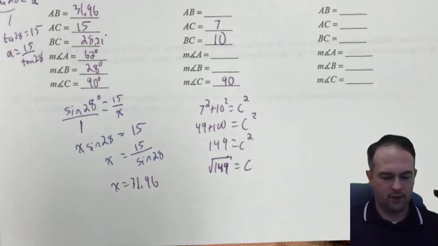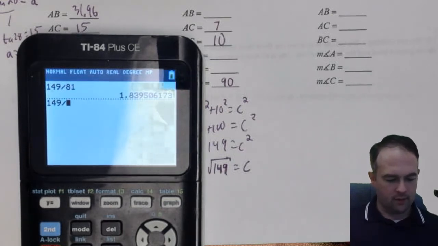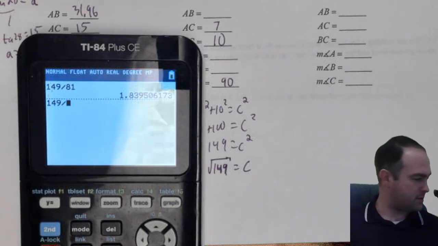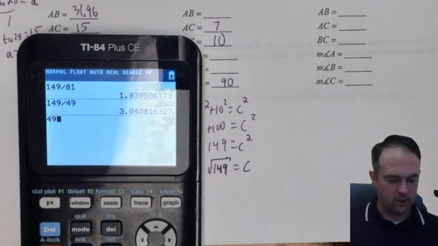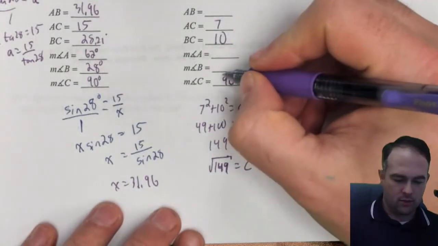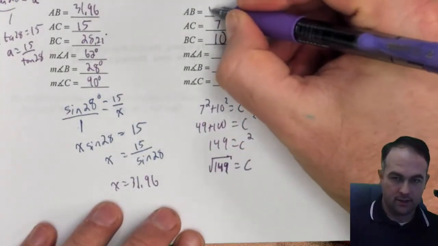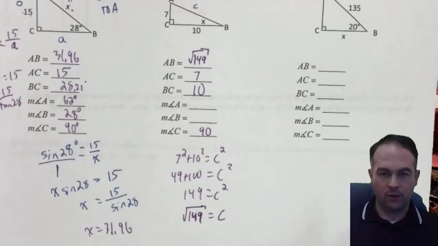Let's run our calculator and start trying to divide by our perfect squares and see what happens. Definitely it's not divisible by 81. And then it can't be divisible by any of the evens because it's not divisible by 2. Let's try 49. No, it doesn't work. 149 divided by 25 doesn't work. 149 divided by 9 doesn't work. So no, 149 cannot be simplified. So C, which is side AB, is the square root of 149. Now for our angles.